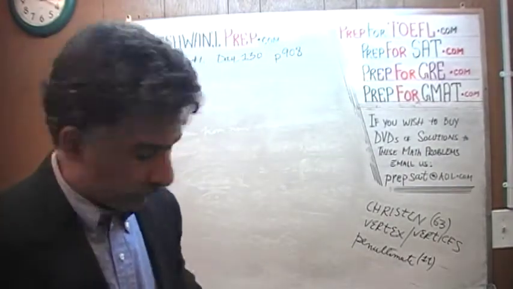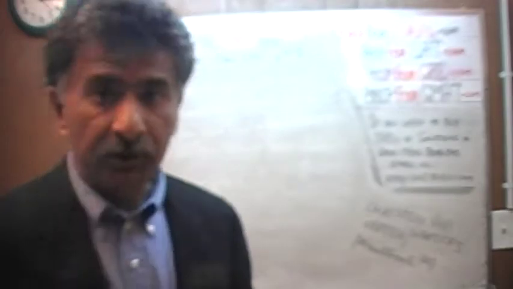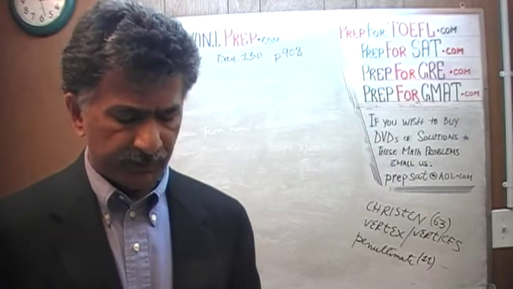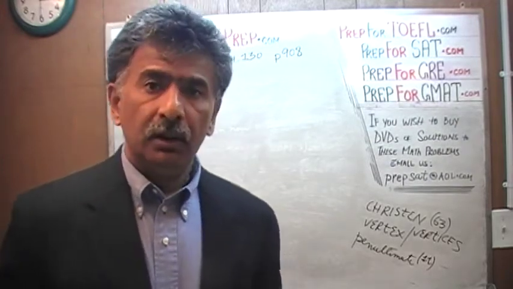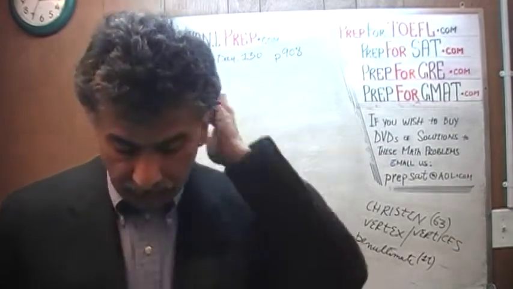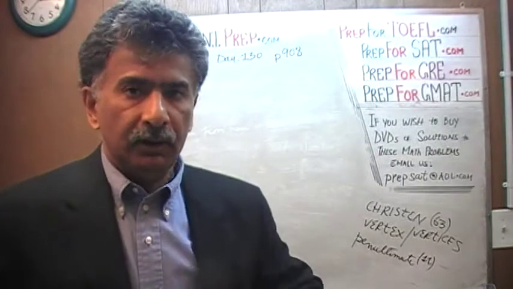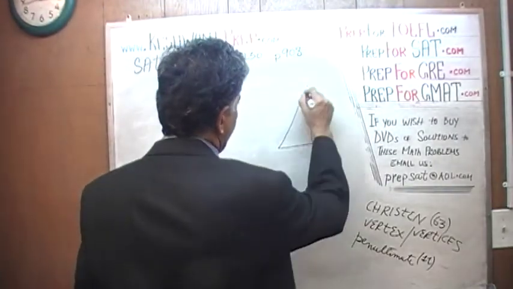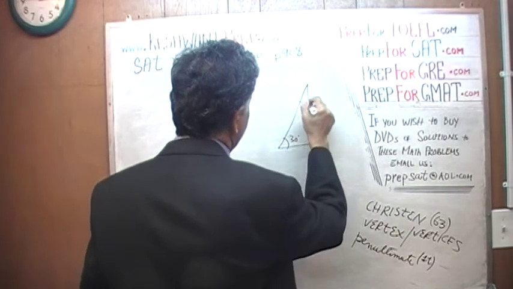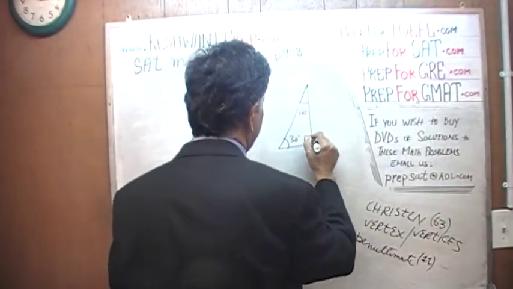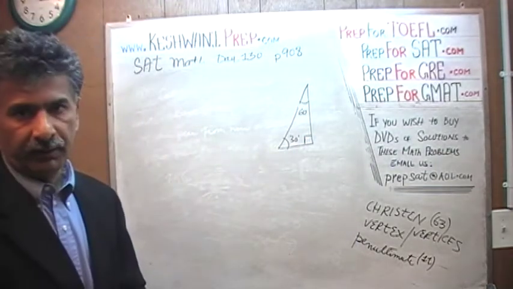Let's take a look at it. Problem number 19 and problem number 20. They are both difficult problems, particularly number 20. I'm going to start with number 20 actually. Before we actually deal with question number 20, let's talk about what this problem is dealing with. What concept is it dealing with? Problem number 20 is dealing with the concept of the 30, 60, 90 triangle.